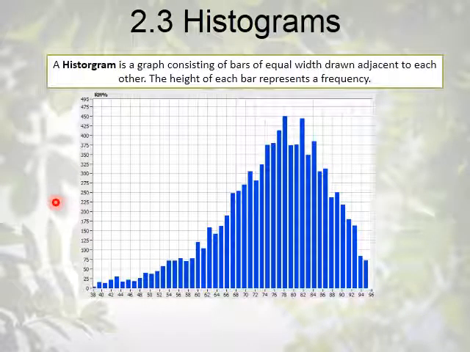Here's a larger histogram. This one is slightly skewed, and we'll talk about skewness in a moment. I would not say that this represents a normal frequency distribution because it's not symmetric. But again, this is simply a histogram that would represent some frequency distribution.